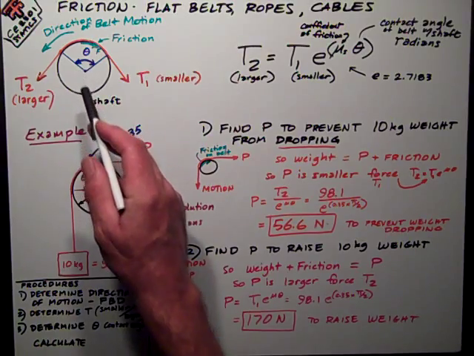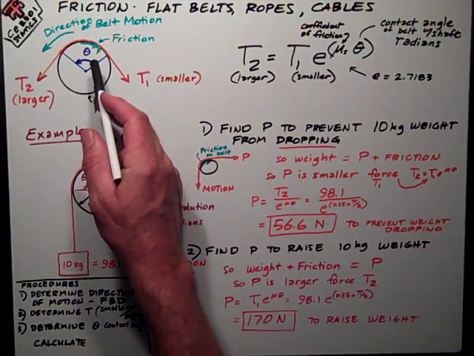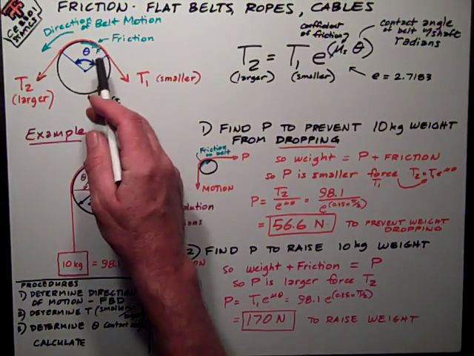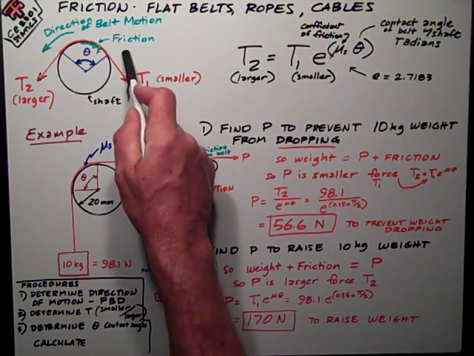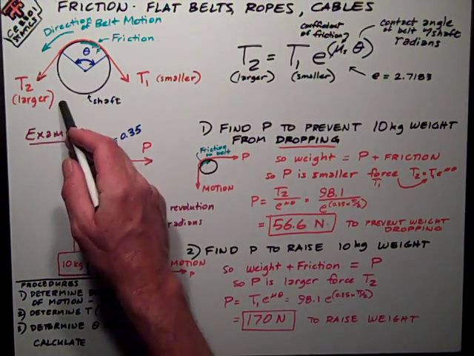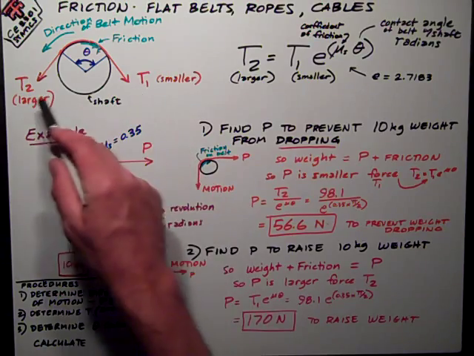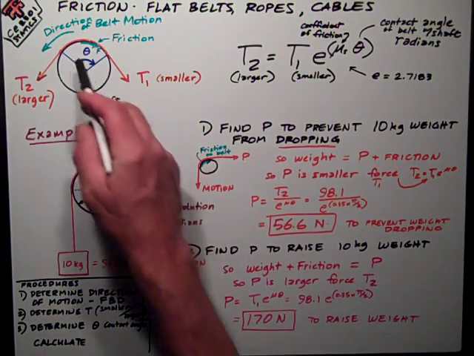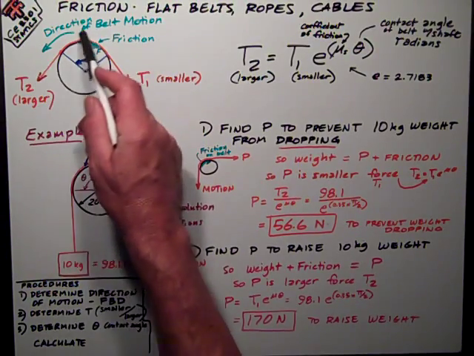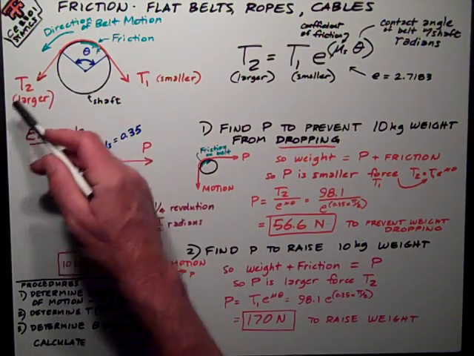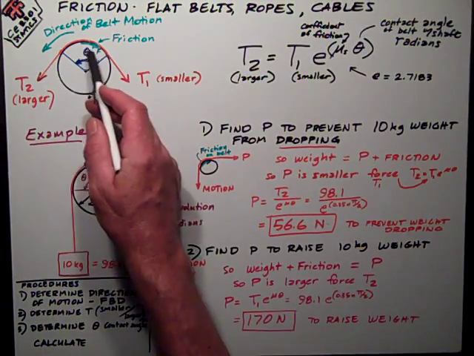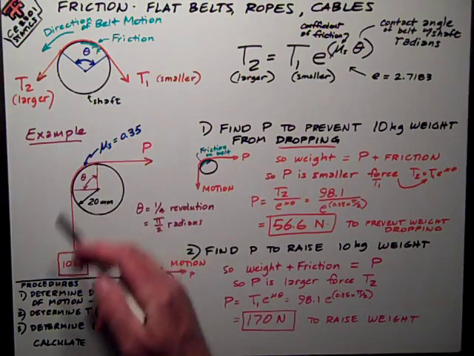And so you've got to always look at whichever is the direction of motion or impending motion to determine what the direction of friction is. Then from that you can tell which one's going to be larger and smaller of these tension forces. So in this drawing I've shown the direction of the belt motion is this way, to the left. So the direction of the friction is opposite that, to the right.